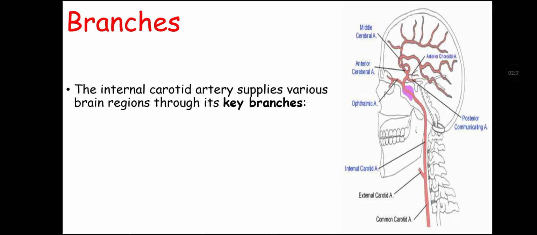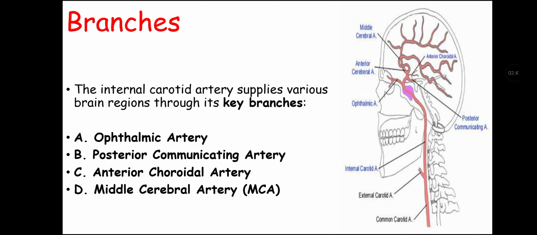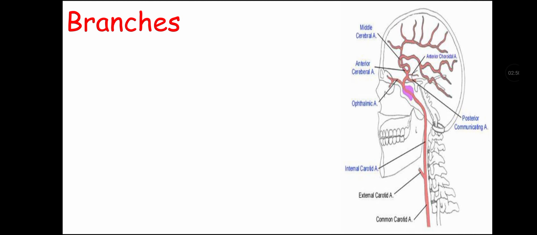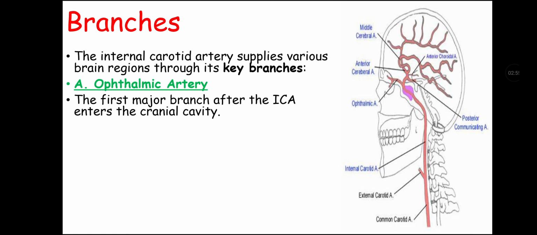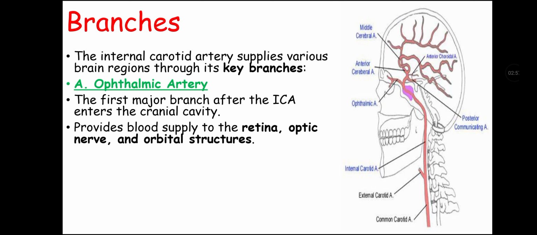Now let's talk about branches of internal carotid artery. Internal carotid artery supplies various brain regions through its key branches that are ophthalmic artery, posterior communicating artery, anterior choroidal artery, middle cerebral artery. First is internal ophthalmic artery. That is the first major branch of the internal carotid artery that enters the cranial cavity. It provides blood supply to retina, optic nerve, and orbital structure.